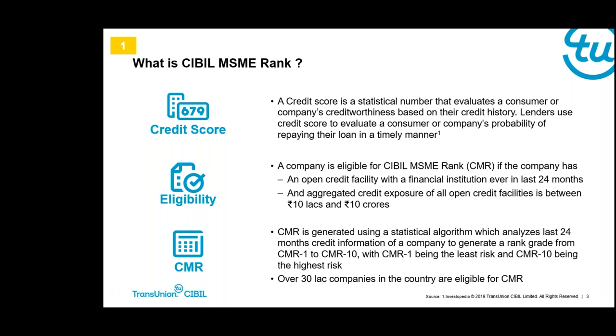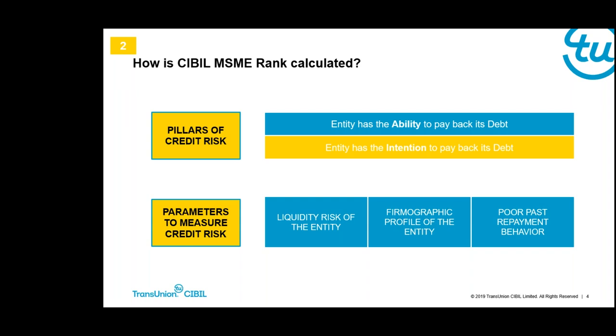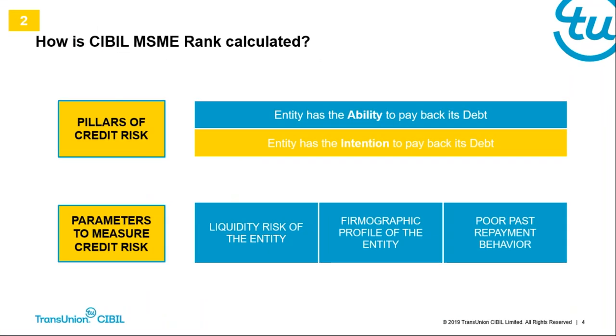With that small background about what CIBIL MSME rank actually is, let me move to how it's actually calculated. CIBIL MSME rank, CMR, is built on two classic principles of credit risk. The first principle is the entity's ability to pay back its debt, whether an entity has enough cash flows to sustain paying back the debt that it is borrowing from a lender. That's the first measure that's checked under CMR. The second measure is the entity's intention to pay back its debt. Even if an entity has the ability to pay back but doesn't have the intention to pay back the debt, that's the second pillar that's assessed. These are the two fundamental pillars of credit risk on which CMR is built.